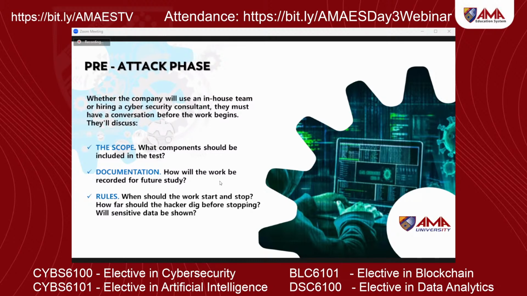And then, ano yung rules? When should the work start and stop? Kasi nga, dahil hindi naman ganun kadali ang penetration testing and pwedeng maging risk din ito ng mga company resources na may expose talaga. So how far should the hacker dig before stopping? And will sensitive data be shown? Okay, so these are the three aspects na i-discuss sa pre-attack phase.